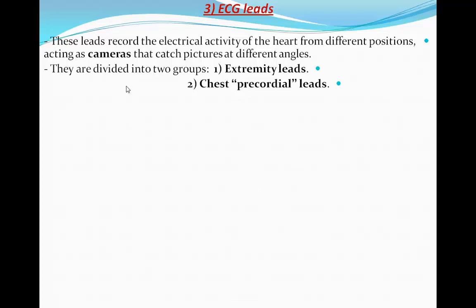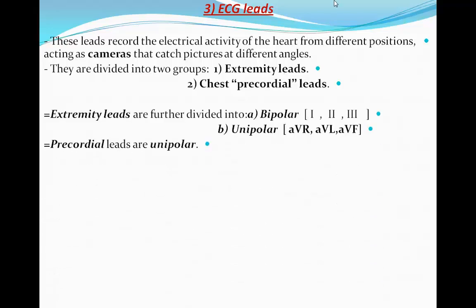Each camera will give you a different view because it is capturing from a different angle. That's why, although it is the same electrical activity, it will give you 12 different shapes of it. They are divided into two groups: extremity leads that are connected by electrodes through the extremities, upper limbs and lower limbs, and chest leads or precordial leads.